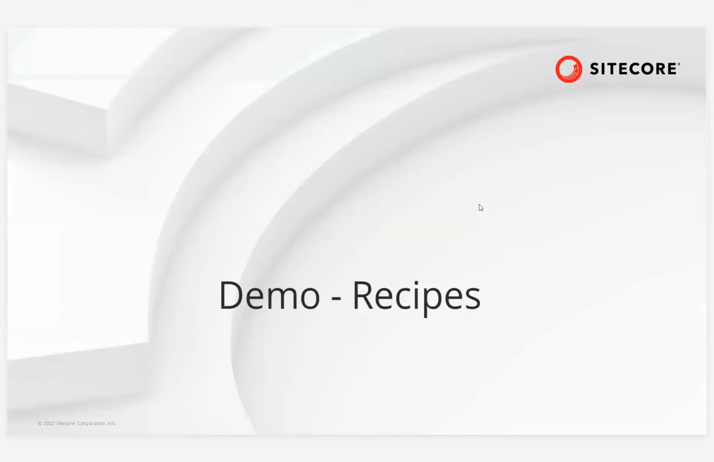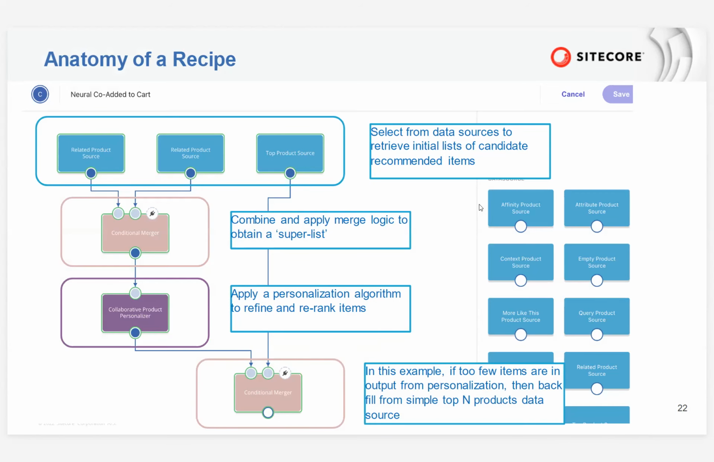The next layer, after data sources, is combining the data sets. And then in this particular recipe, the next step down is some personalization. We're using collaborative filtering to do the personalization. And finally, we've got another combine here. So, as I was saying, we've got a couple of algorithm-generated data sets, and then right at the end, we're backfilling with a top N product if we don't come up with enough through the left-hand branch.